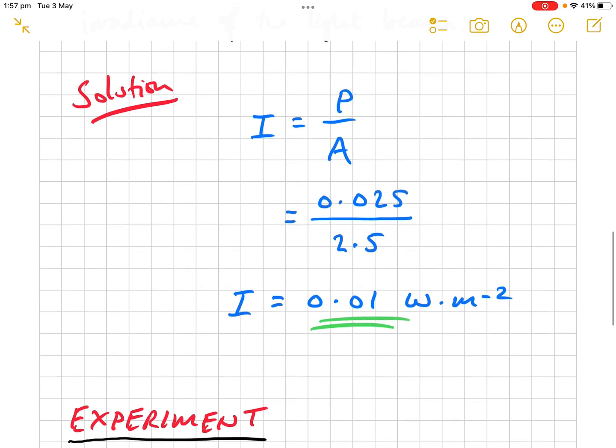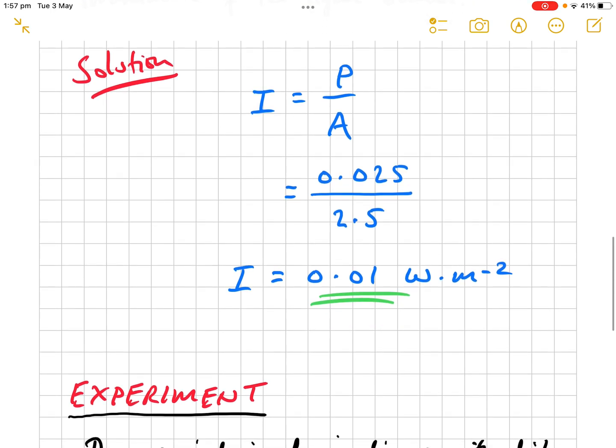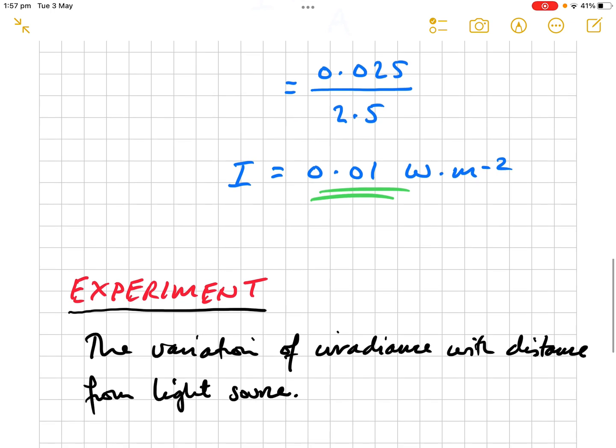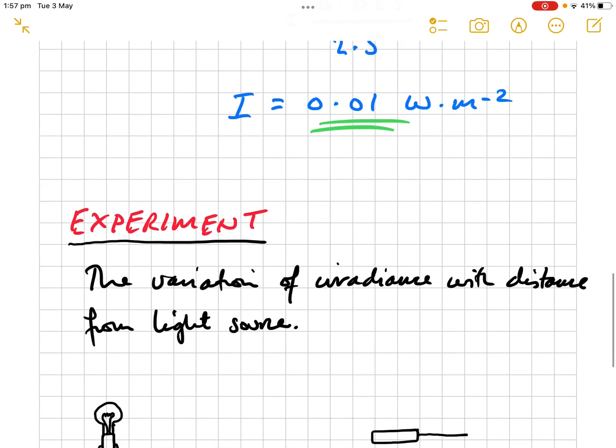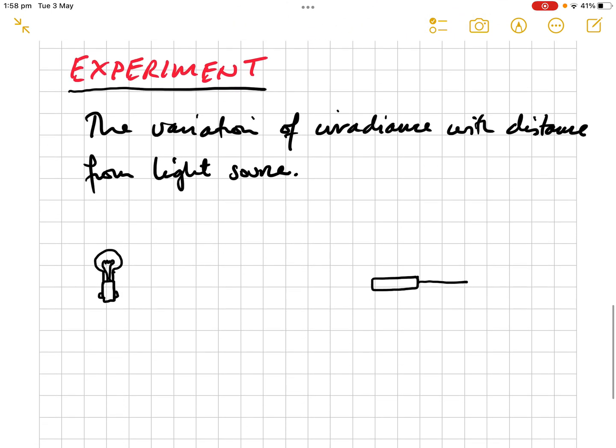Now in this part of the course, one of the learning outcomes is an experiment which you need to know and remember and be able to describe. And it's one you will have seen. It's an experiment to look at the variation of irradiance with distance from the light source. And here's how we do it.